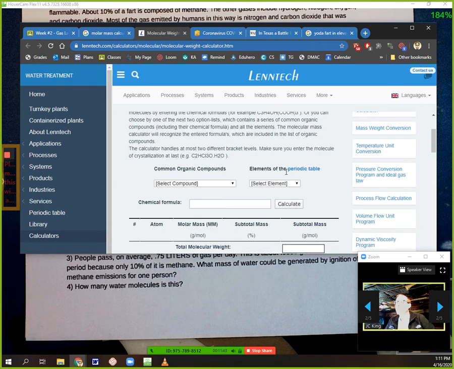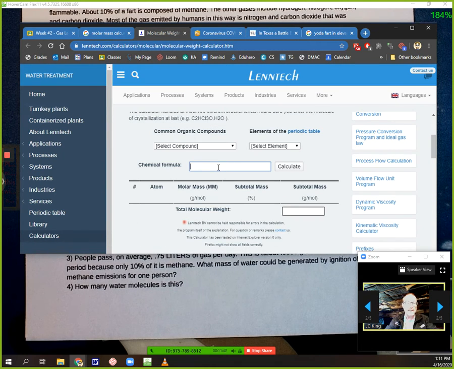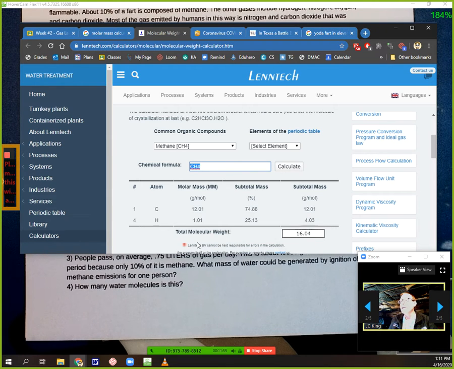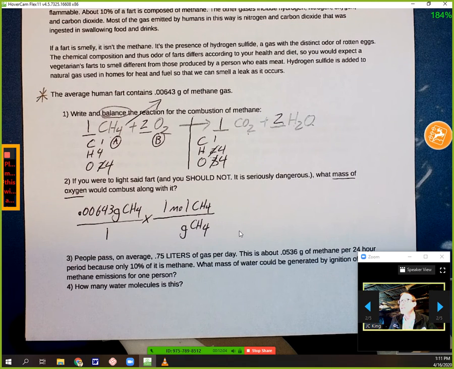I liked this one here. I'm going to come down here where it says chemical formula, and I'm going to type it in using capital letters for my C and my H. CH4. Oh, it already knows it's methane. When I click calculate, it tells me that the total molar mass, the total molecular weight, is 16.04 grams. I'm going to go ahead and just round that to 16 to keep my math simple. I'm going to say 16 grams of CH4.